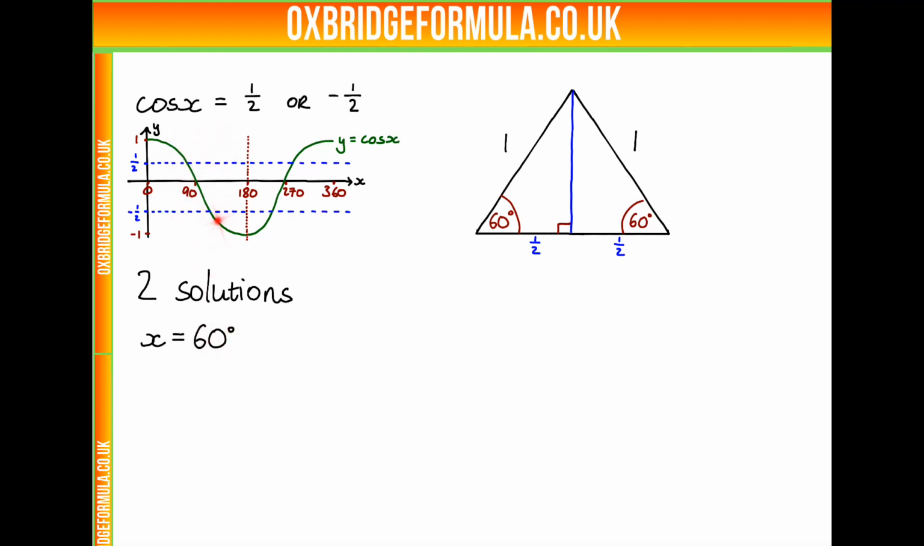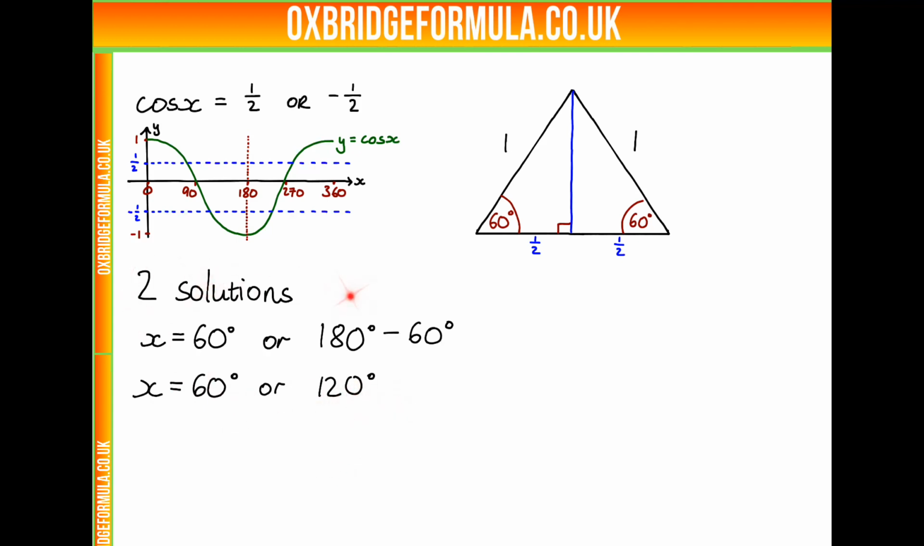But what's this solution here? Well, by the symmetry of the graph of cos x, we can see that that point will actually be at 180 degrees minus 60 degrees, because we've just come along as far here as we have to go back here from 180 degrees. And therefore that means the two solutions are 60 degrees or 120 degrees.